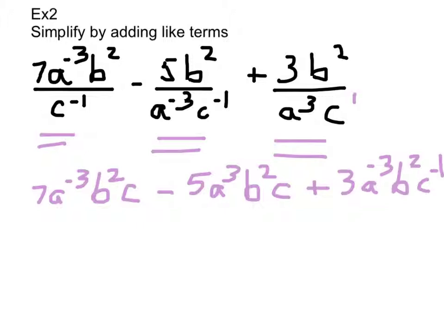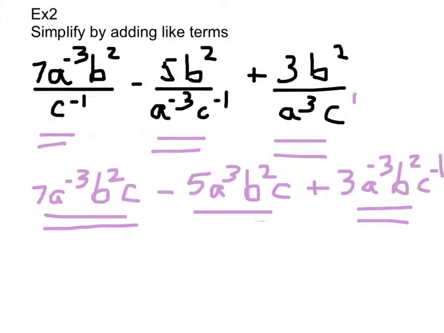Now look at these terms. Is there anything to simplify in each of these? Is there anything to simplify here? No, there are a's, b's, and c's. There's nothing that are the same there. I can't combine anything. Nor can I here, nor can I here. All right, so next thing, are any of these like terms? Let's see. The first one is an a to the negative 3b squared c. This one is an a to the positive 3b squared c. The third one is an a to the negative 3b squared c.